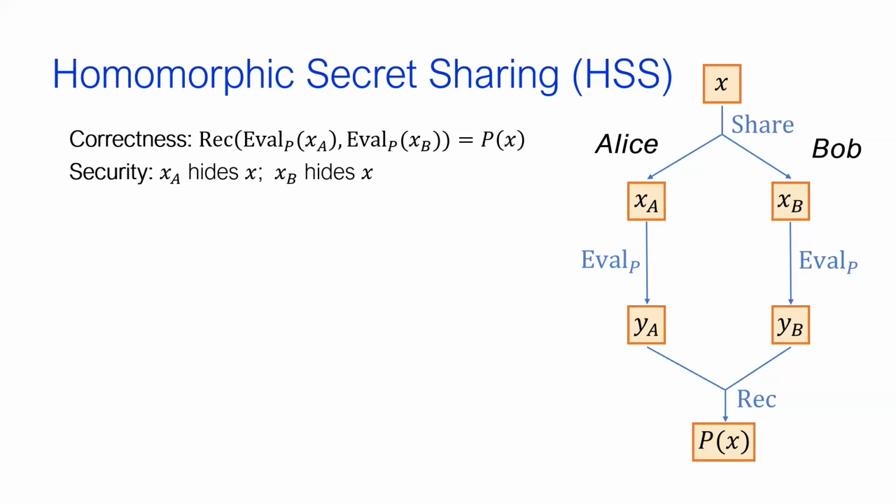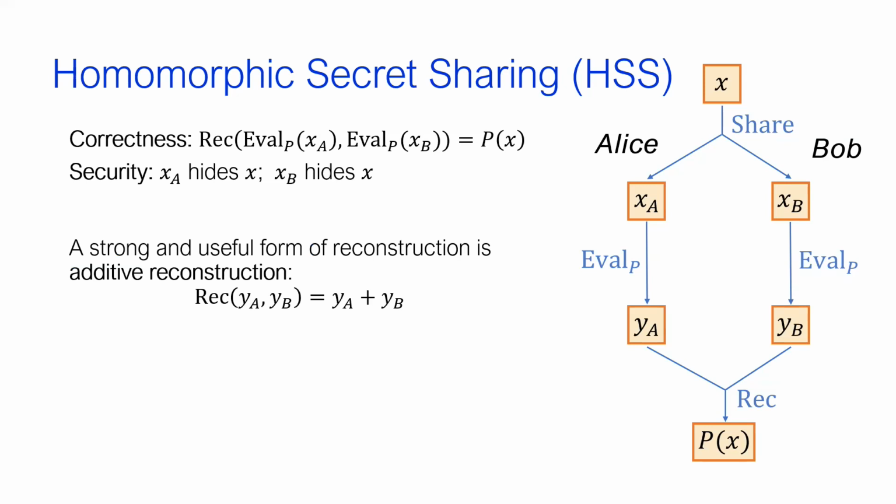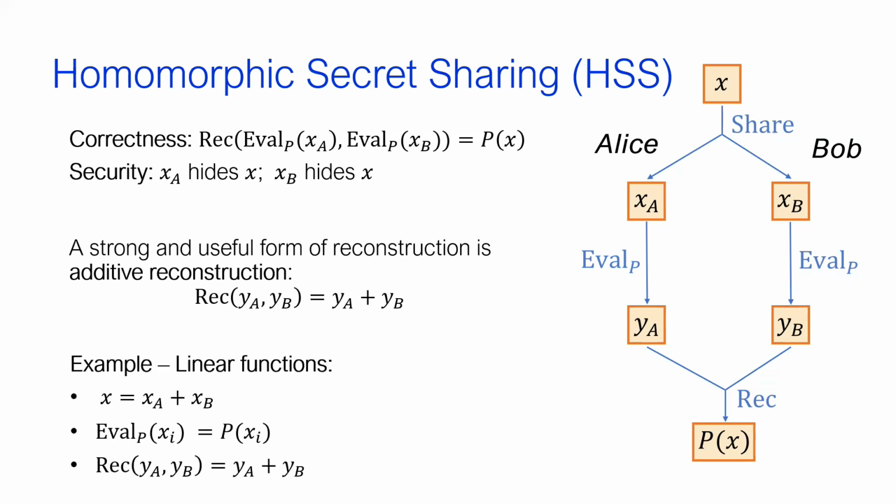In the end, there is a reconstruction procedure which obtains the output P of X, the program P evaluated at the secret. In terms of security, we just require that each of the shares individually hides the secret X. And this reconstruction function is typically additive. So the output shares are in some group, and the reconstruction function simply adds them up together. This is quite a useful form of reconstruction because, for example, it allows you to do linear post-processing of the shares. But in our work, we are actually going to consider a more general form. More on that later.